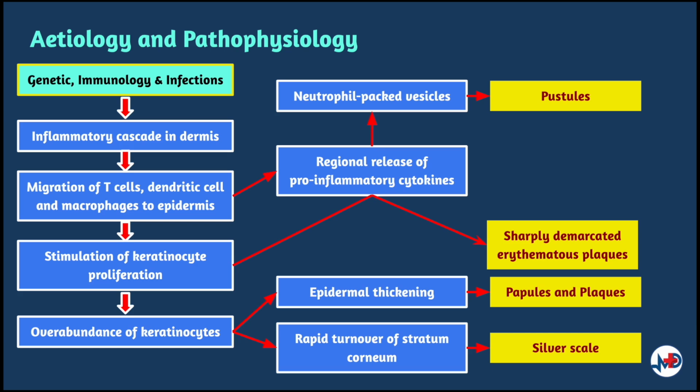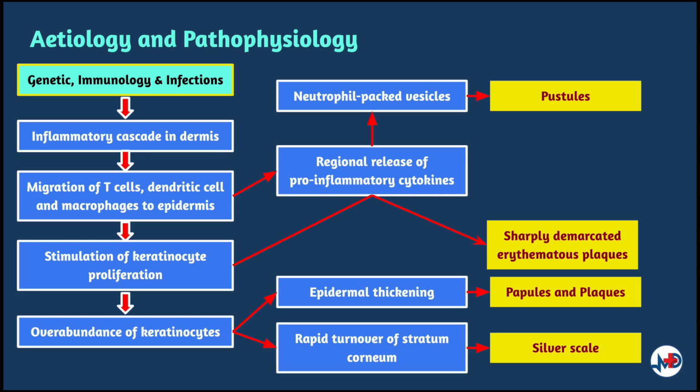Remember, psoriasis is a hyperproliferative disorder involving a complex cascade of inflammatory mediators in the dermis. As a result, there would be migration of T cells, dendritic cells, and macrophages to the epidermis, causing the stimulation of keratinocyte proliferation. Thus, there is an overabundance of keratinocytes, and this will then cause epidermal thickening and rapid turnover of the stratum corneum. The epidermal thickening leads to the formation of papules and plaque, while the rapid turnover of the stratum corneum leads to silver scale that you see on the surface of psoriasiform lesions.